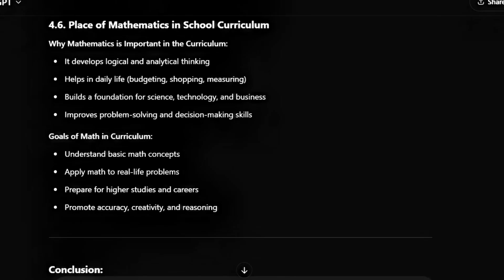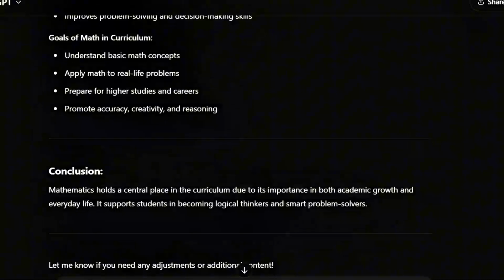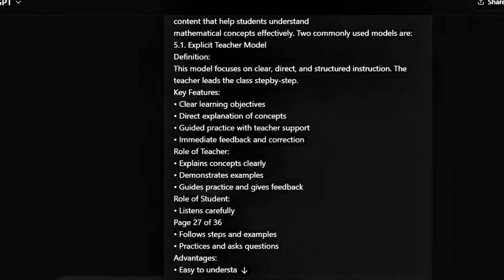Goals of math in curriculum: understand basic math concepts, apply math to real-life problems, prepare for higher studies and careers, promote accuracy, creativity, and reasoning. Conclusion: mathematics holds a central place in the curriculum due to its importance in both academic growth and everyday life. It supports students in becoming logical thinkers and smart problem solvers.